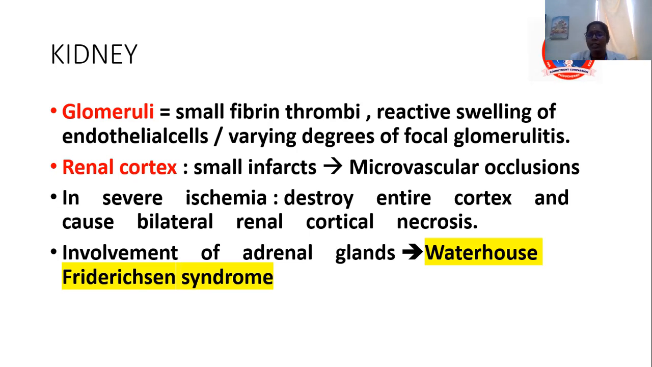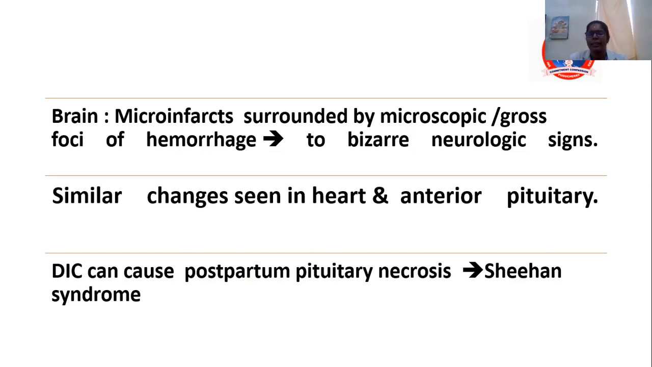If the microocclusion is very severe, then it may lead to ischemia, and it will destroy the entire cortex and finally end up with bilateral renal cortical necrosis. So one among the features of DIC is that infarcts will be seen in the renal cortex. If it is severe, the patient can go for bilateral cortical necrosis. If the same thing happens in the adrenal, then the patient can go for Waterhouse-Friderichsen syndrome. Let us see what is happening in the brain.